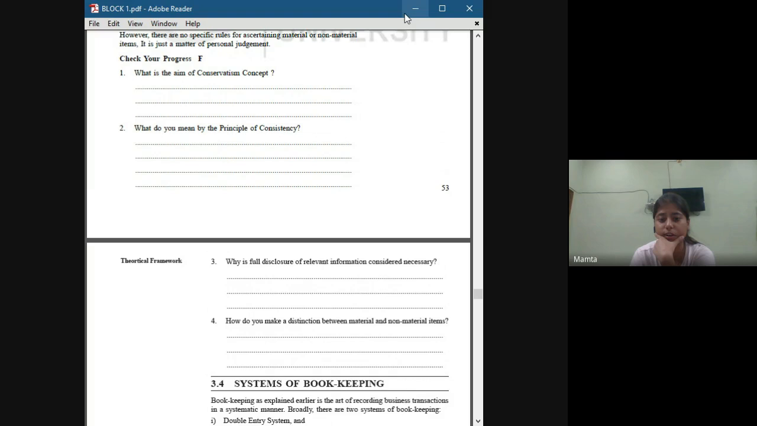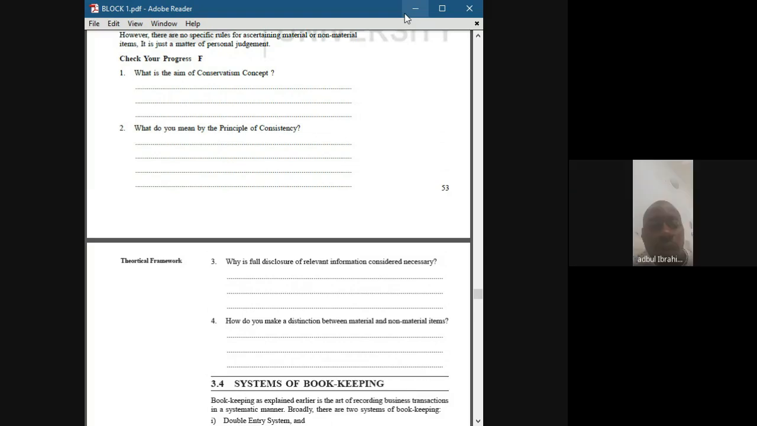Okay, I guess now we conclude the class. I don't think you have any questions regarding the subject, but you need to read these units for better understanding. This is your homework.